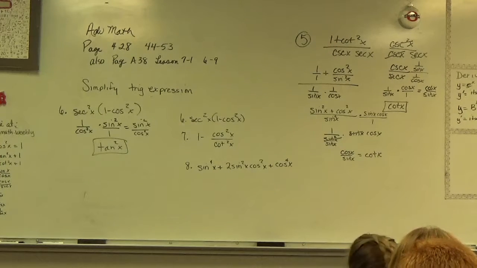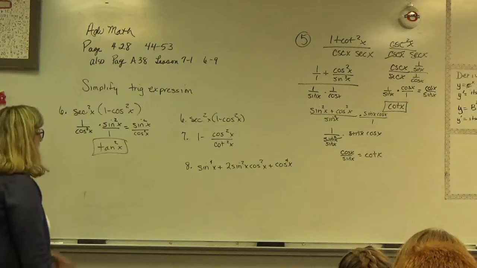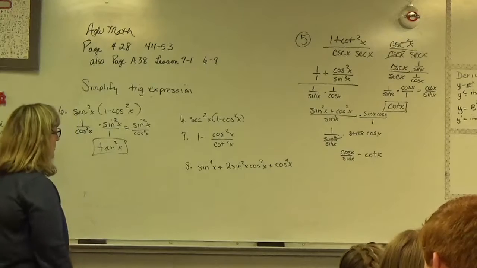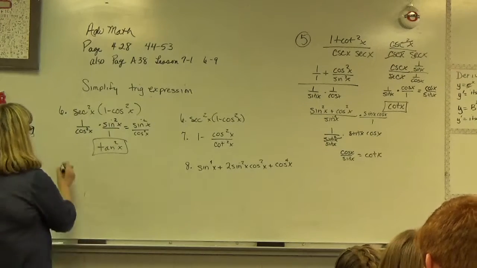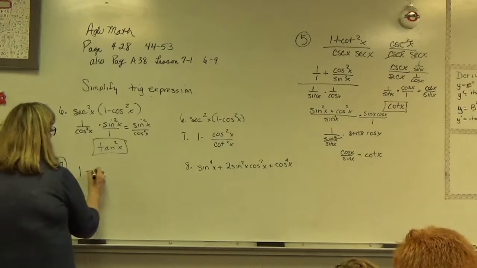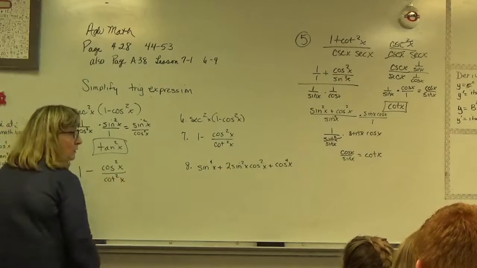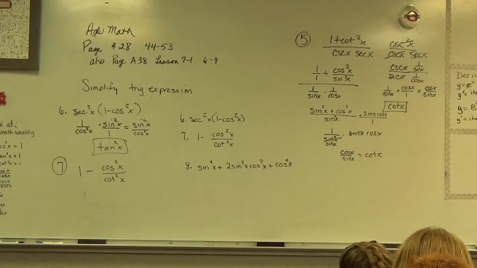Do the powers not reduce? No, powers won't reduce. If I had a sine down below and a sine squared, then I can reduce, but the powers stay with it. So number 6 is done. What about number 7? Does anybody see anything we can do?